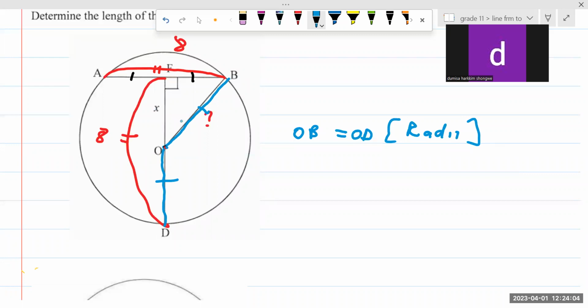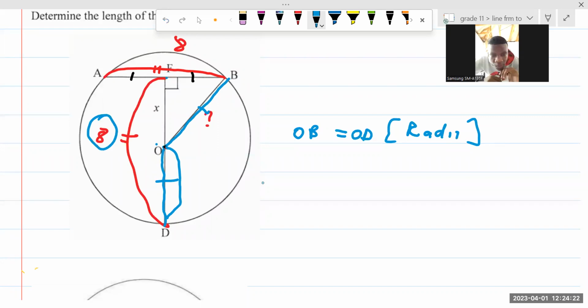And then at the same time, now I want to write this side here in terms of X, because here's what I know. I know that from O to F and then from O to D, the length is going to be equal to 8.